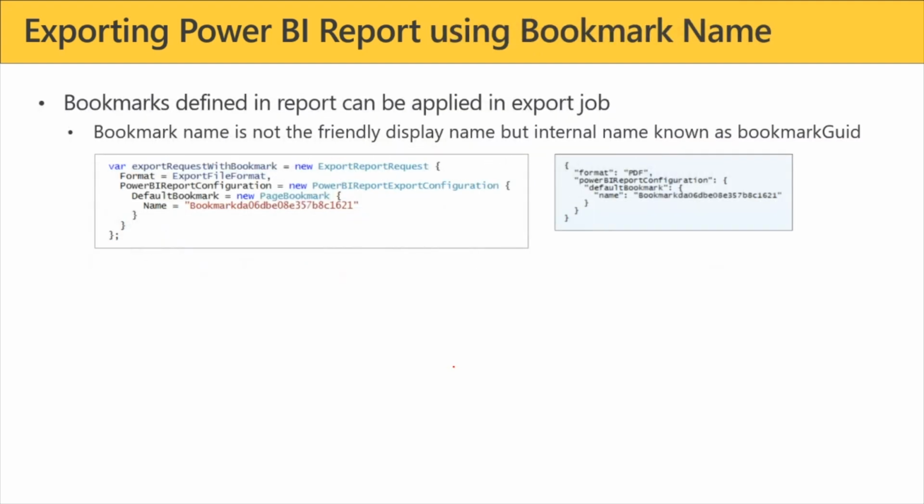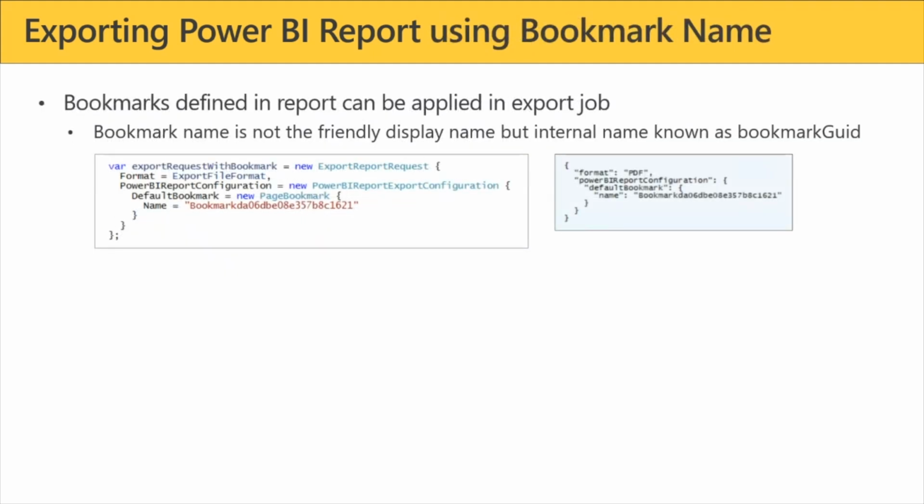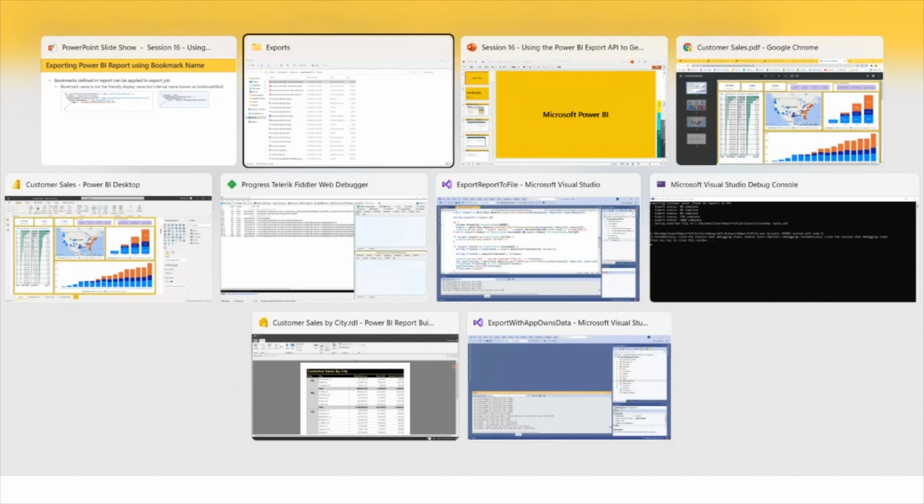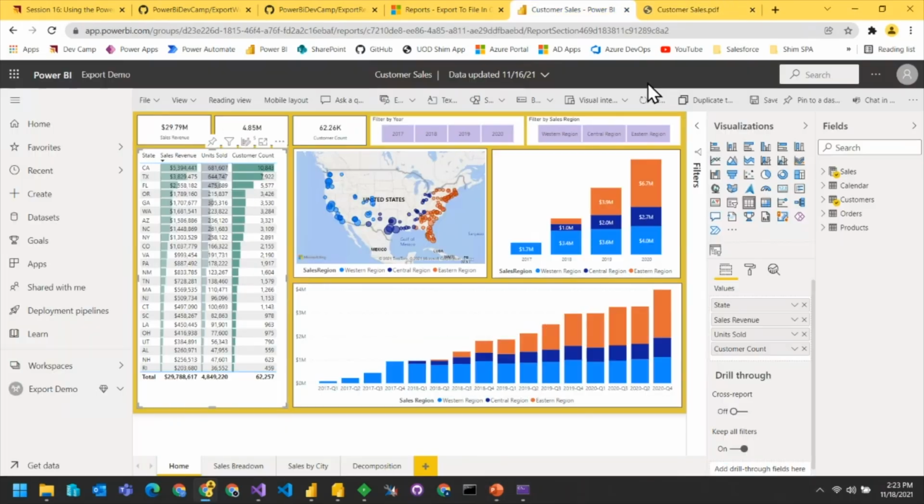Okay. Now, what else can we do? Let's say I wanted to export a report and I have name bookmarks. Well, that's easy to do. I'm able to add that into the request itself. Now, how do you get the name of the bookmark? This is one of those things where it's not the friendly name of the bookmark.